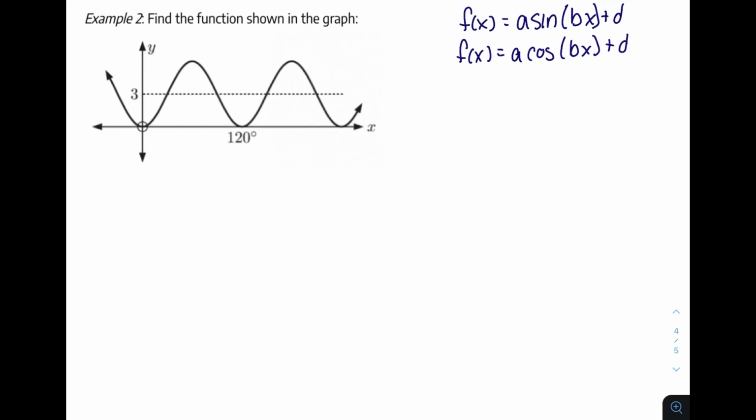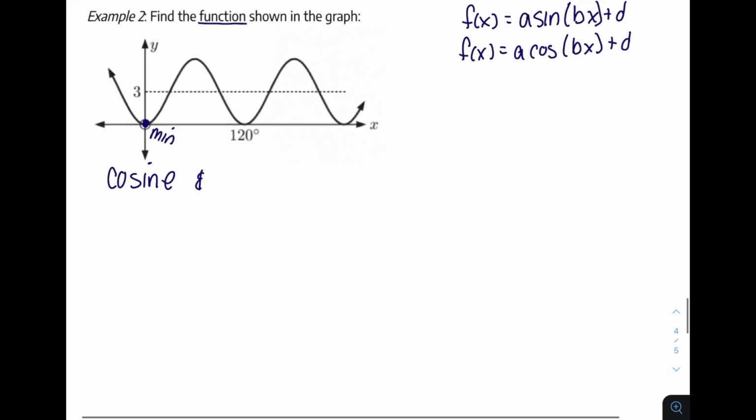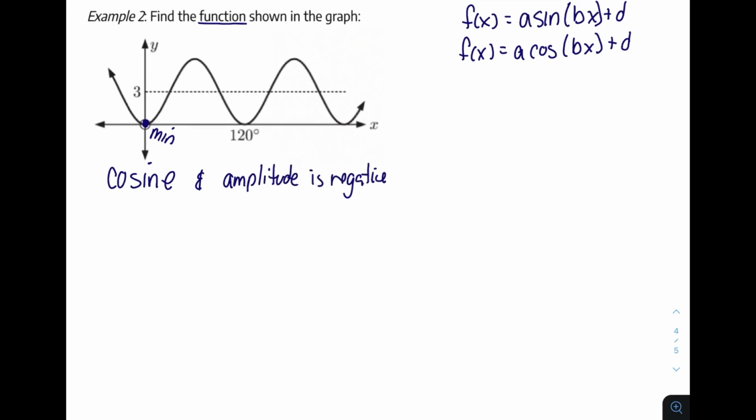So you can find this example. Find the function shown in this graph. The very first thing we want to do is look at the y-axis. And we see that the y-intercept is a minimum of our function. So if it's a minimum of my function, that means I'm going to be using the cosine because we're dealing with a minimum. And because it's a minimum, I know that my amplitude is going to be negative. So these are two things that we're going to have to keep in our back pocket.